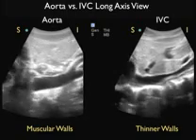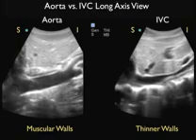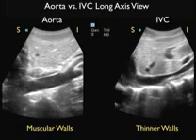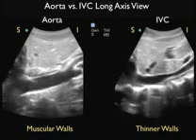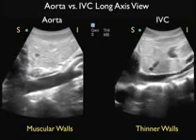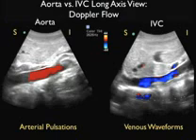Let's look at the aorta towards the left, and notice that it has much more muscular walls, and notice the pulsations with each heartbeat. We can also see some of the branching arteries coming off the aorta. Notice the IVC towards the right has a very different appearance, with thinner walls that open and close in a phasic configuration as the patient breathes.